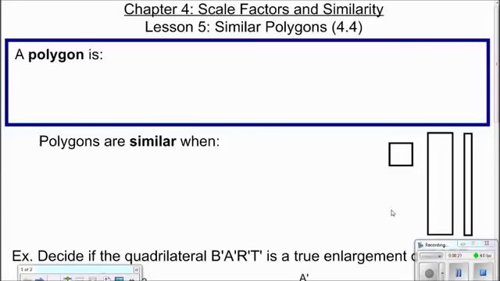So first off, you need to know what a polygon is, so you should pause this and look up what polygon is, and then start it again so you can fill in the blank.